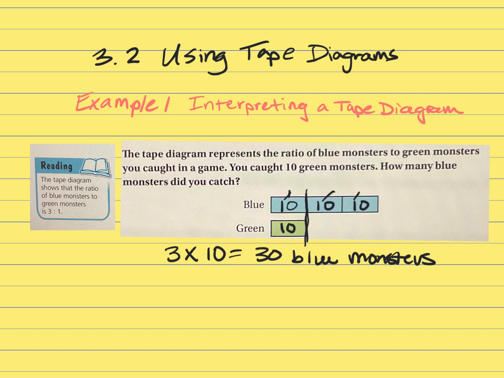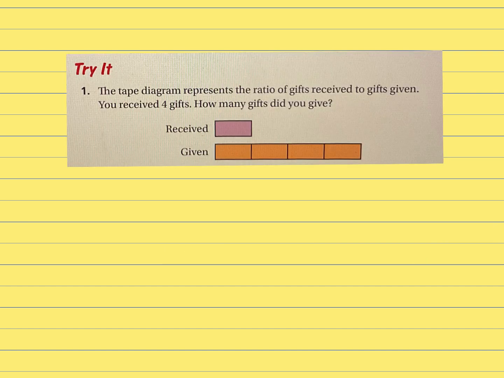Try this one real quick. The tape diagram represents the ratio of gifts received to gifts given. You received 4 gifts. How many gifts did you give? Take a minute, pause it, and try it out and see what you come up with, and then I'll have the answer ready for you.